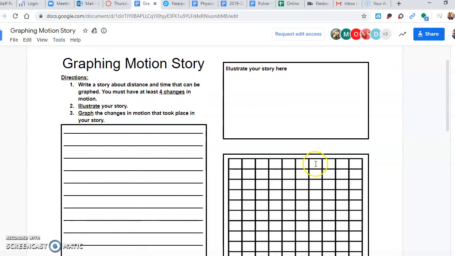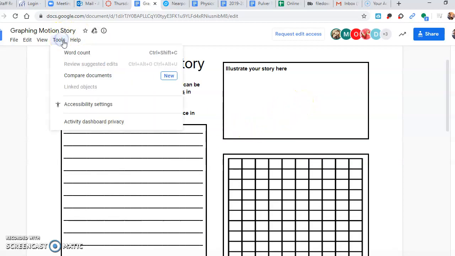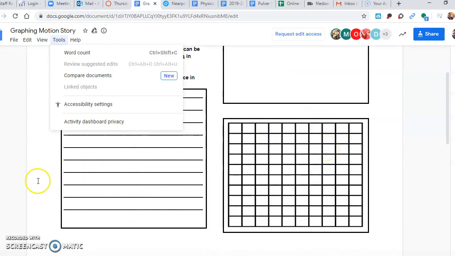Just for the sake of time, I'm not going to open it up and show you how that would work. When you get into Google Docs, once you make a copy, it'll show you tools to draw that. Or you can use shapes to make lines. You can also download pictures for your illustration, and then you can share that with your teacher.